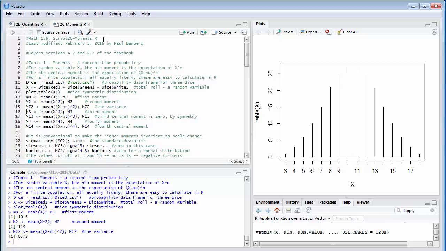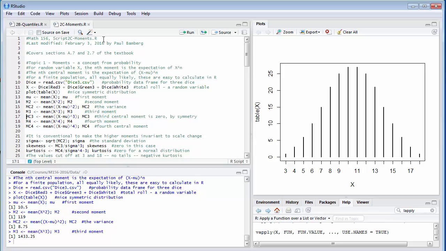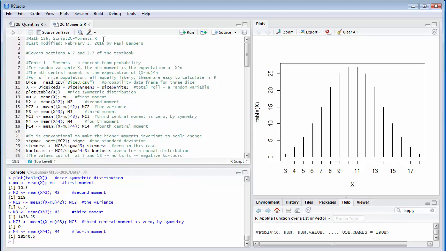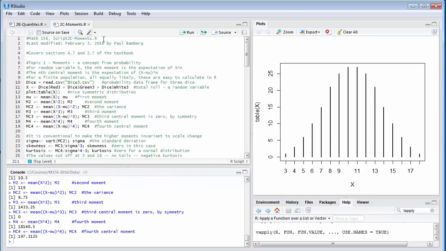The mean of x cubed is the third moment. The mean of (x minus the expectation) cubed is the third central moment. That's equal to 0 for the simple reason that this is a symmetrical distribution. I can calculate the fourth moment, and I can calculate the fourth central moment. Neither of these has a numerical value that makes any particular sense to me.